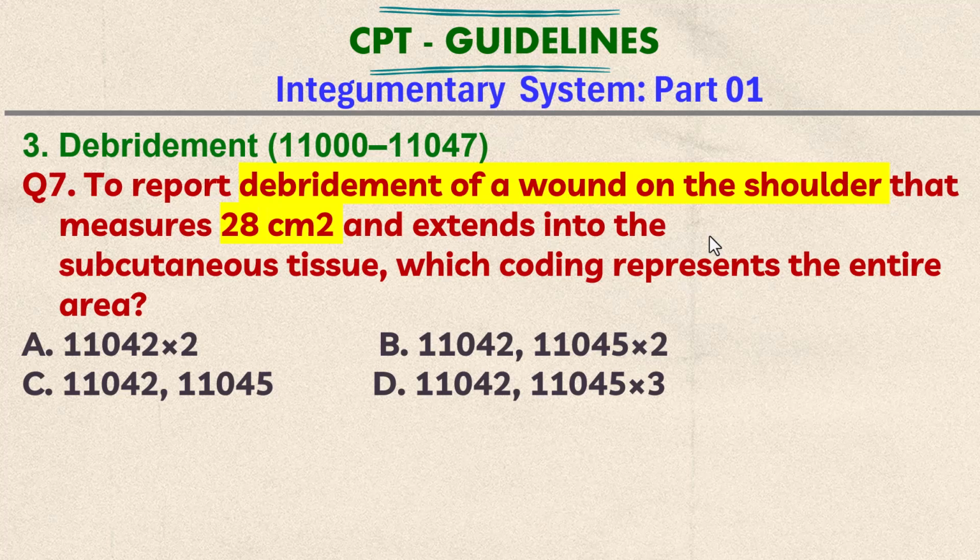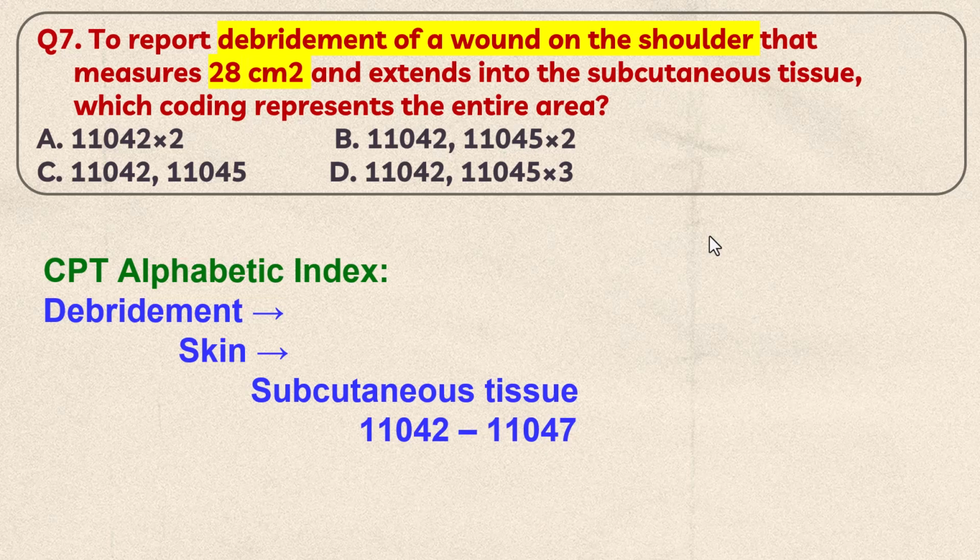So you can use the elimination method to find the answer, but for learning purposes, we'll use the CPT alphabetic index. So go to the CPT alphabetic index, search for the term debridement, then go for the subterm skin. Here you can see this is the subcutaneous tissue level. So go for the subterm subcutaneous tissue. It will lead you to the codes 11,042 to 47. So again, go back to the tabular list and confirm the answer.